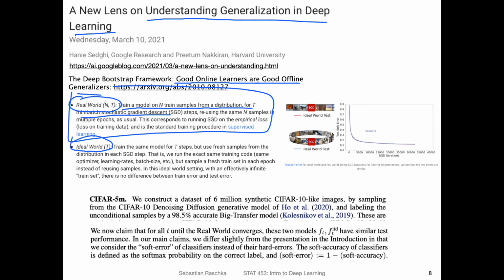And here what they are doing is comparing how the real world compares to the ideal world. This is essentially illustrating that once we complete one epoch, we start from scratch. I mean, we do another round and another round. So we reuse the same training set for training. In an ideal world, we always move forward and have new samples.